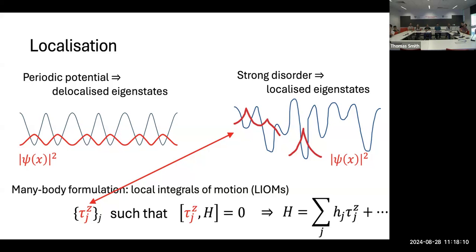So sorry, what is a local integral of motion? So it's an integral of motion because it commutes with the Hamiltonian. It's local because it's some exponentially decaying sum of operators which are supported only on a few sites.